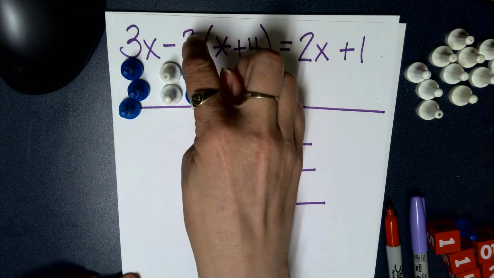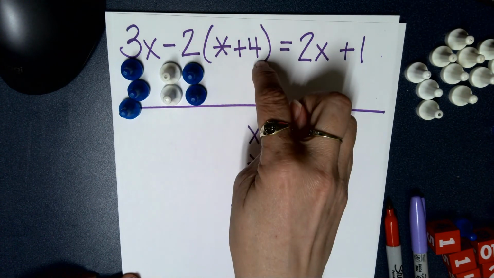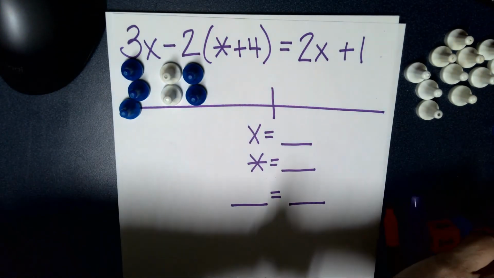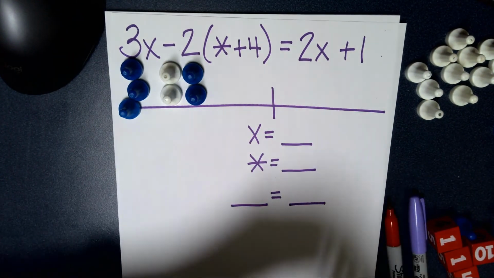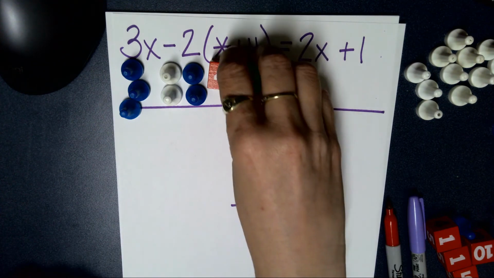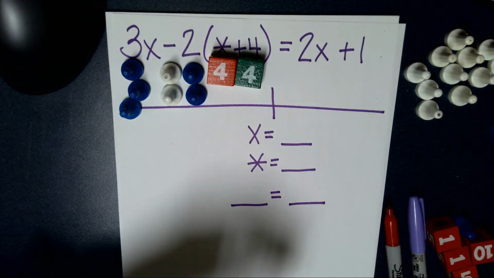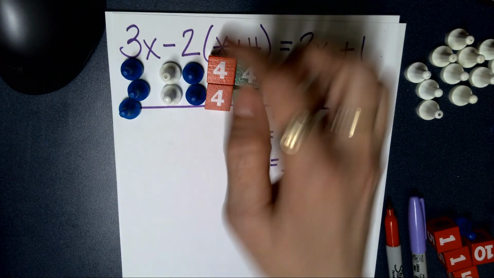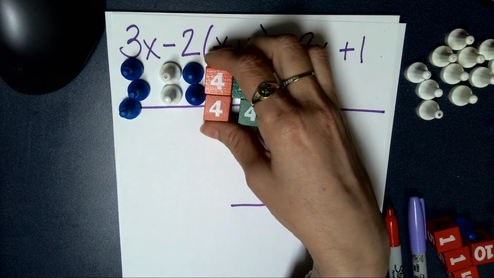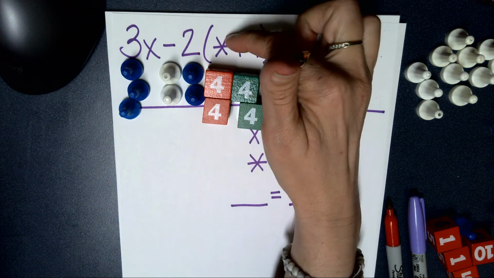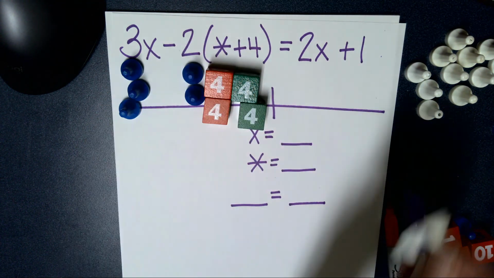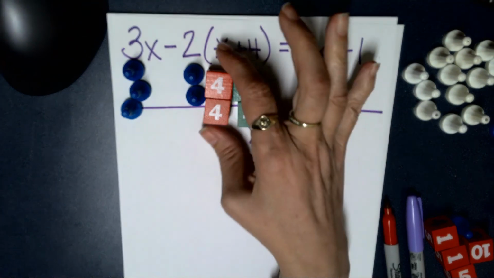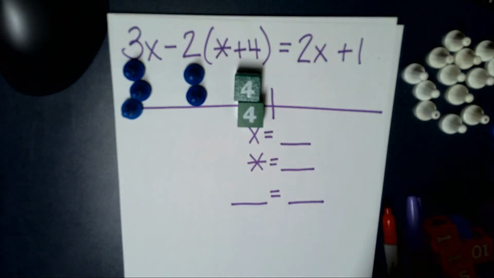And 2 sets of 4 means we have to have 2 sets of 0 pairs. So now we have what we need to remove. So we're going to have to remove 2 stars. So these 2 stars are going to leave. And then remove 2 positive 4s. So we're going to take these off as well.